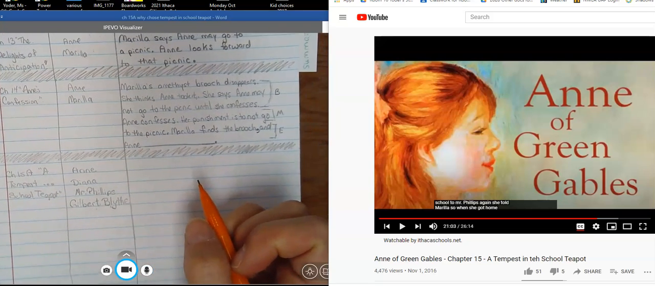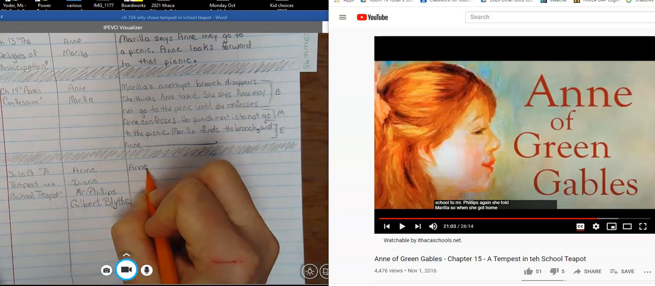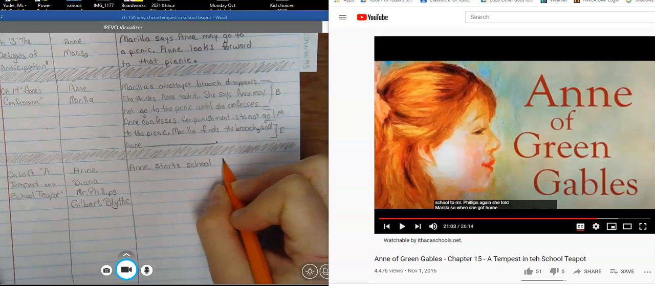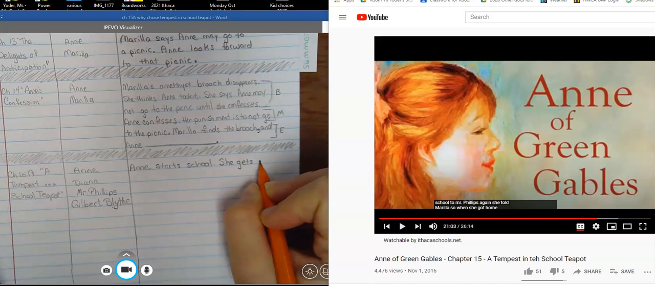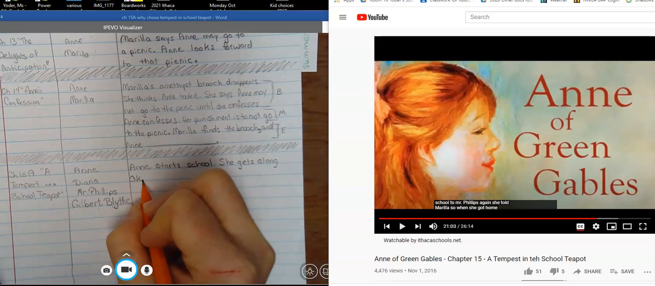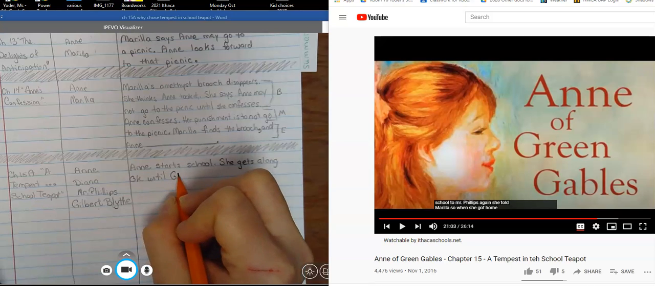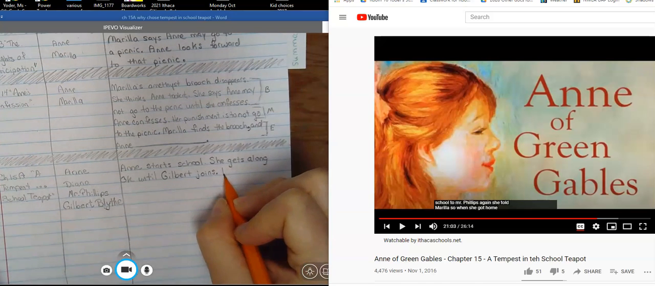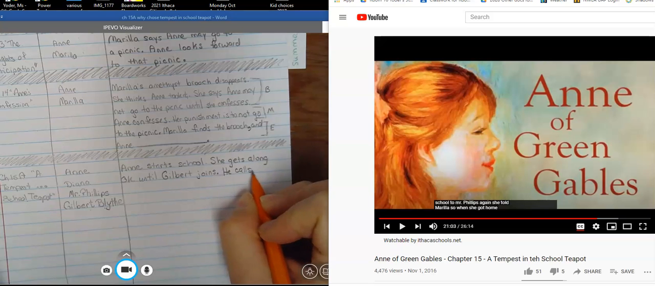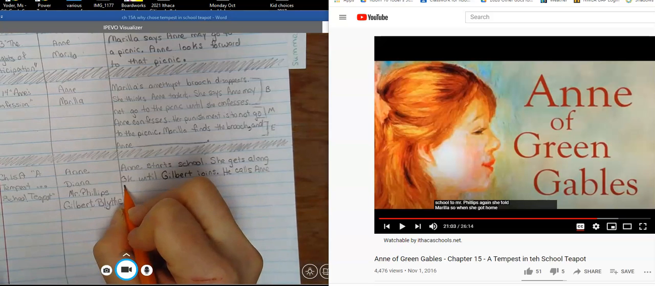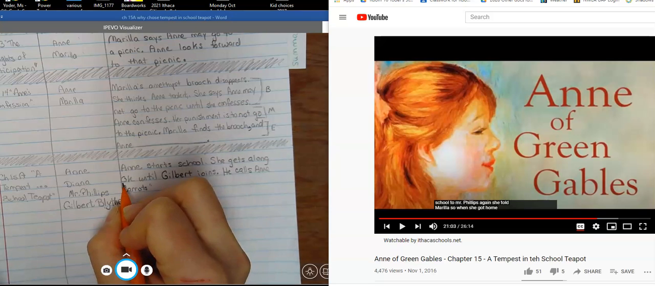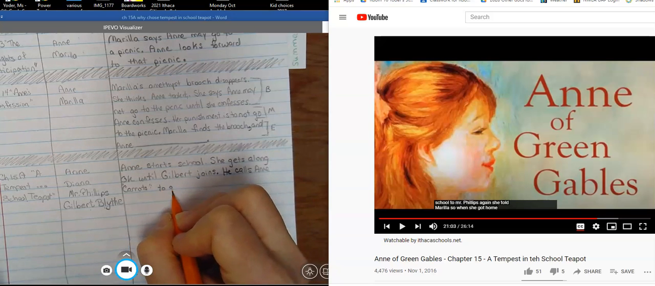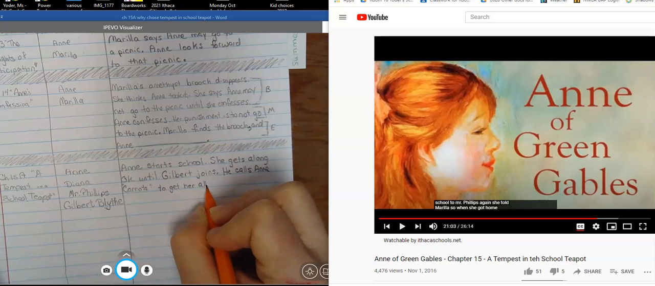What is the main action in this chapter? Anne starts school. She gets along okay until Gilbert joins. He calls Anne "carrots." Why? Well, first of all, those are his exact words, so we'll put the quotation marks. The why is to get her attention.